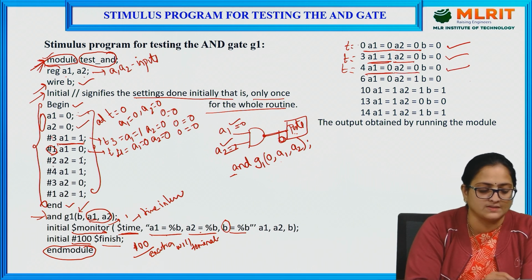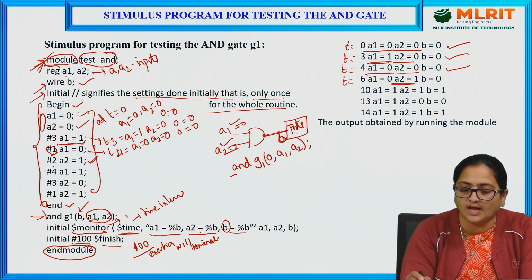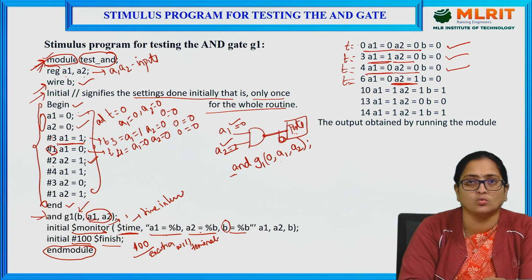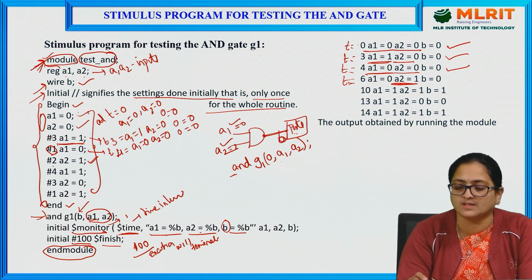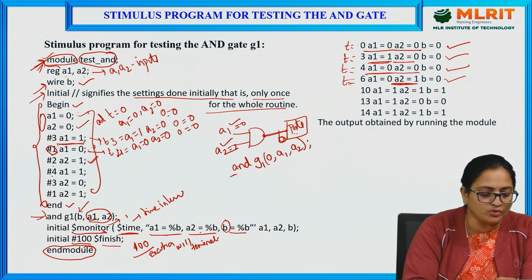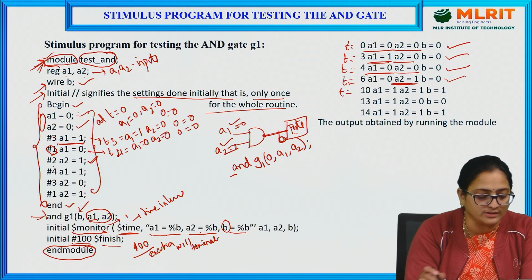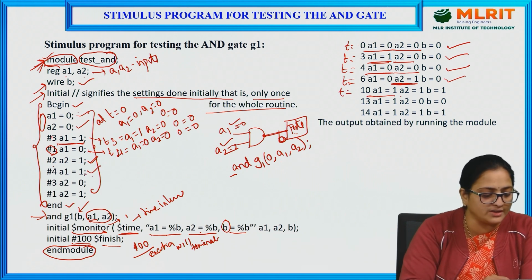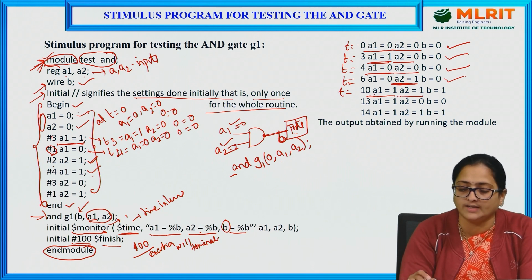4 plus 2, 6. At time t is equal to 6, A2 value has changed to 1 and A1 will be the same as the previous value, because at time t is equal to 6, I mentioned to change only A2, not A1. That's why A1 will be 0 and A2 will be changed to 1. So 0, 1, output will be 0. And after 4 time intervals, that is 6 plus 4, at the 10th time interval, again A1 value changes to 1 and I did not mention A2, that's why A2 will be the same, and the output of 1, 1 for the AND gate will be 1.